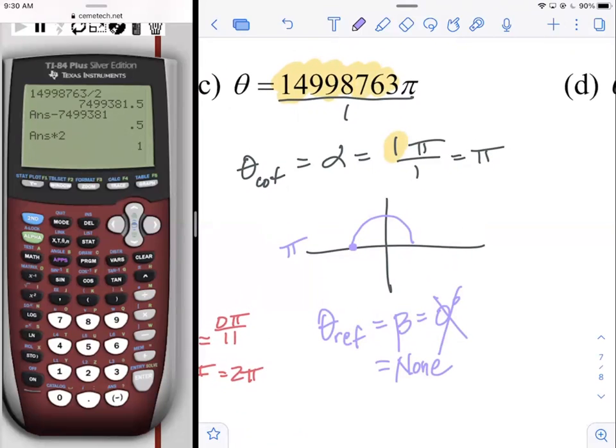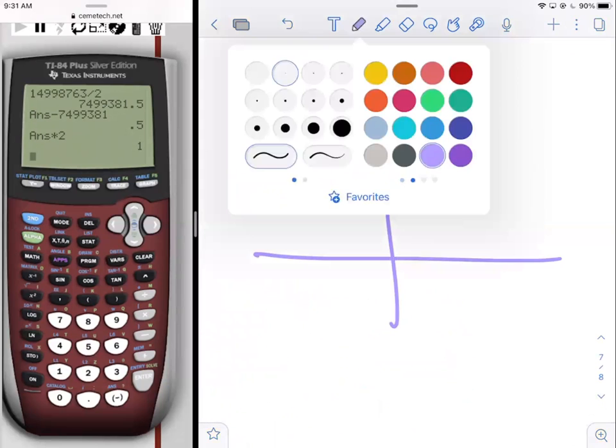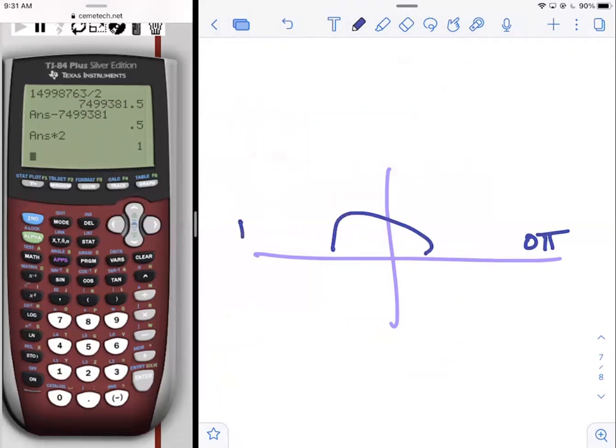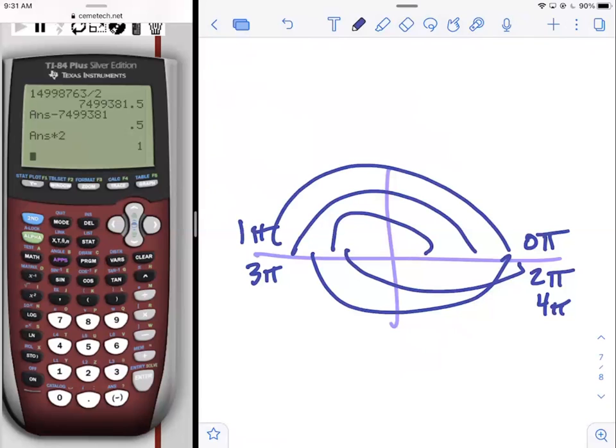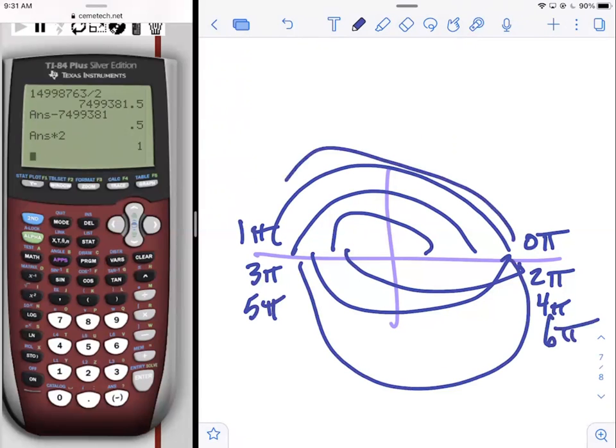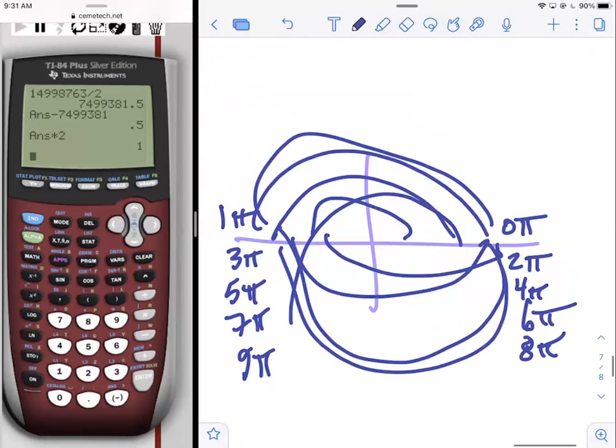Now, you could tell without doing this where it lands, okay? If you ever see a full integer multiple of pi, like we started with there, look at this. This is 0 pi. This would be 1 pi. This would be 2 pi. 3 pi, 4 pi, 5 pi, 6 pi, 7 pi, 8 pi, 9 pi. I can't even catch up with myself. Y'all see a pattern developing here? Very good. If you see an odd multiple of pi, it's going to be coterminal with pi. It's going to be a half rotation. If you see an even multiple of pi, it's going to be coterminal with 0, okay? And it'll live on the positive x-axis.